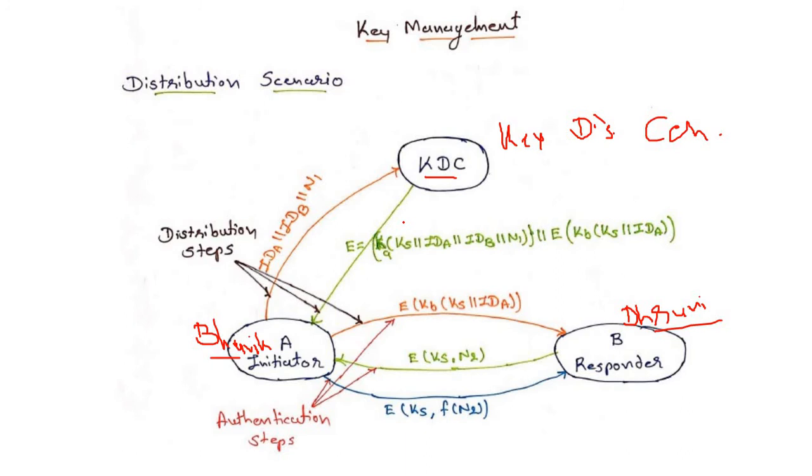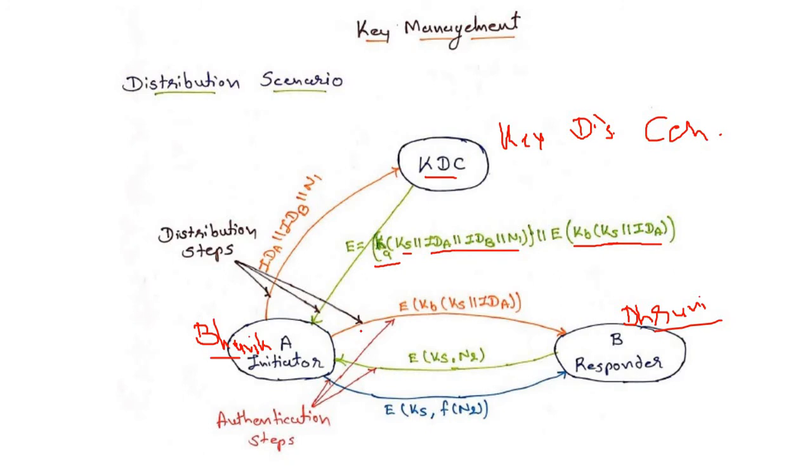And now the KDC will reply to the initiator. Get it? The KDC will provide the two keys, as we have discussed: one is the session key, that is KS, and another one is the permanent master key. Get it? So that is KA. So KS with the identification of A and B with nonce 1. It means the initiator can communicate with the responder. And another master key with the session key with the identification of A, because this one is a message for the initiator.